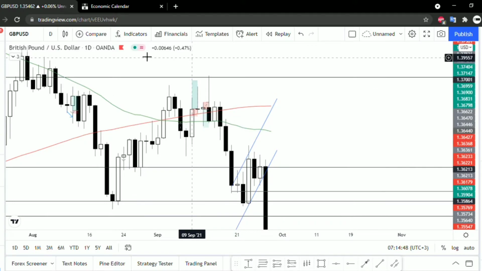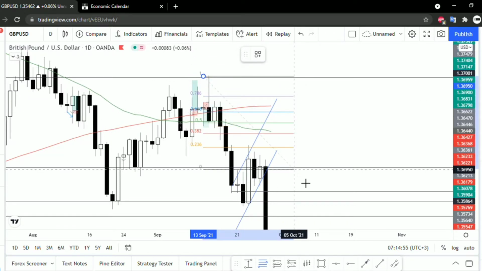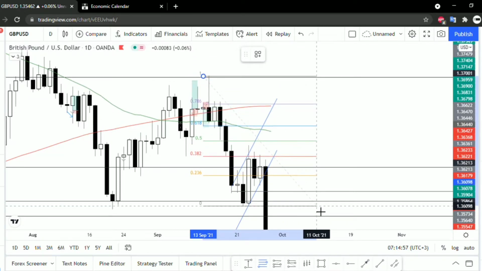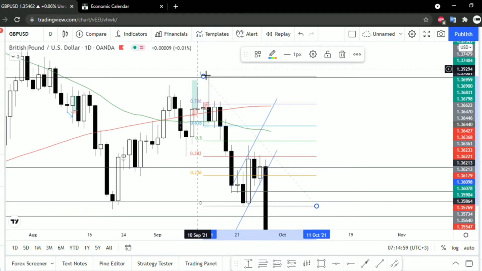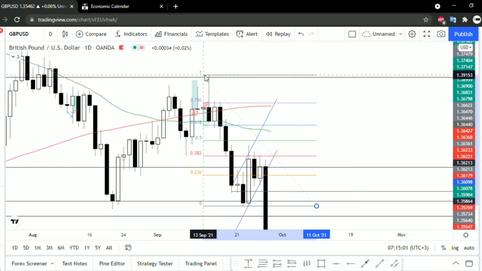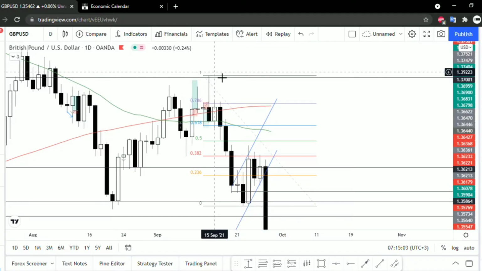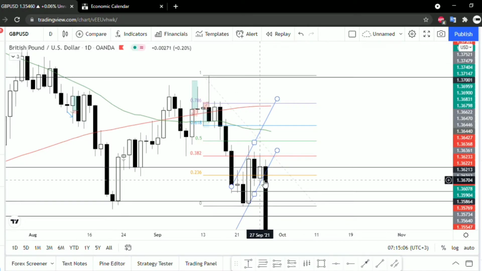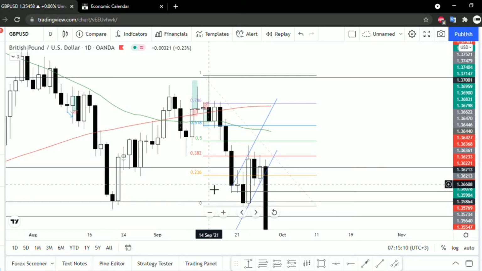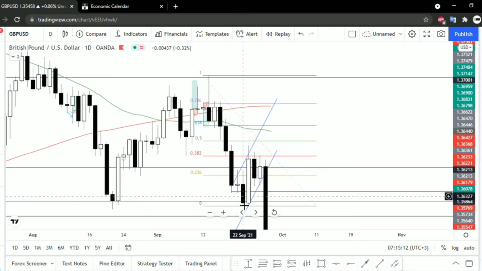I had drawn my Fibonacci to be able to identify where the market would probably have a pullback or maybe signs of continuation. So let's just get that accurately. As you can see, this was the lowest low, so the market actually reacted around this area. We had this major bullish candle form around this area.